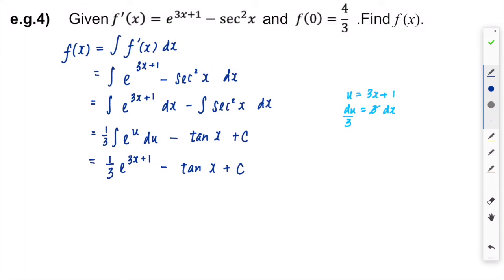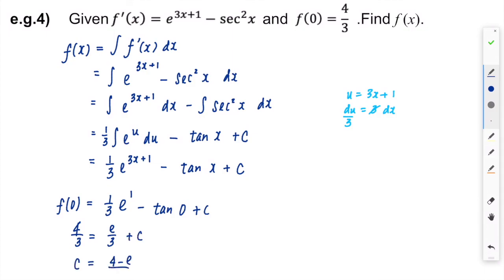To get the actual f of x, we need to make use of f of 0 equals 4 over 3 so that we can find a constant. So I've got 1 over 3 e to the power of 0 plus 1, so 1, or just e, minus tangent 0 plus c. This is equal to 4/3. That means tangent 0 is 0. So I have e over 3 plus c, implying that c is 4 minus e over 3. You can leave the odd number e just as is.